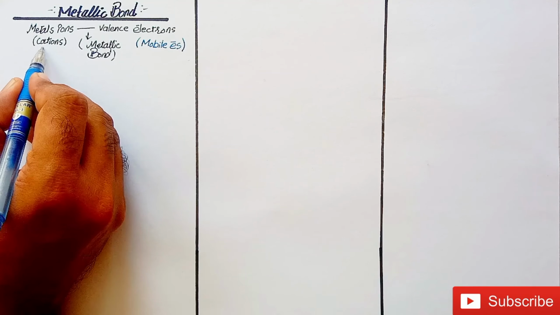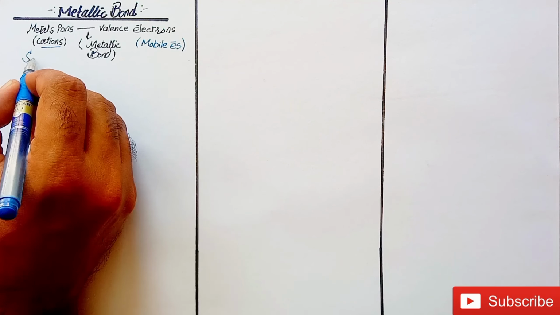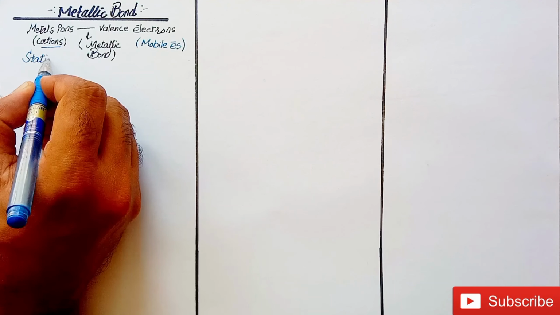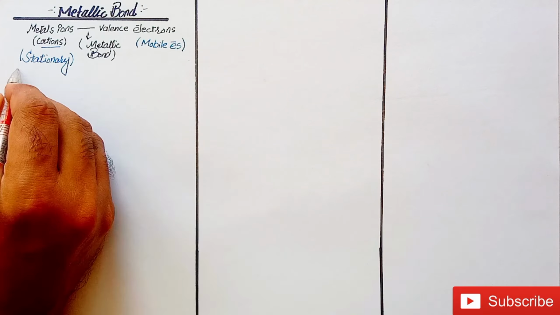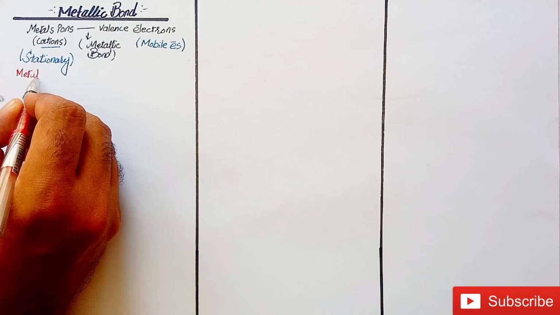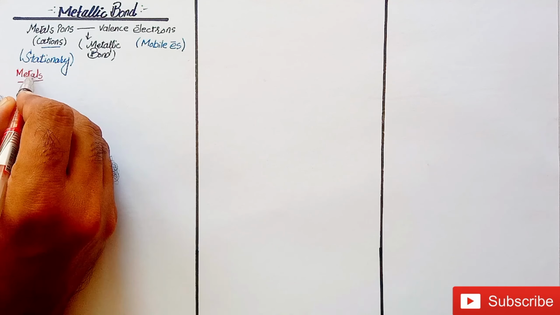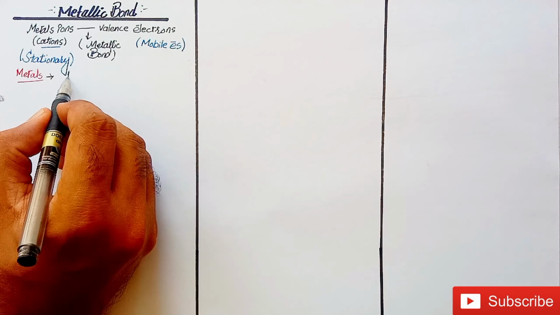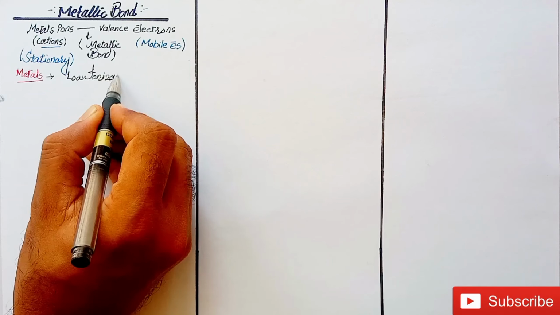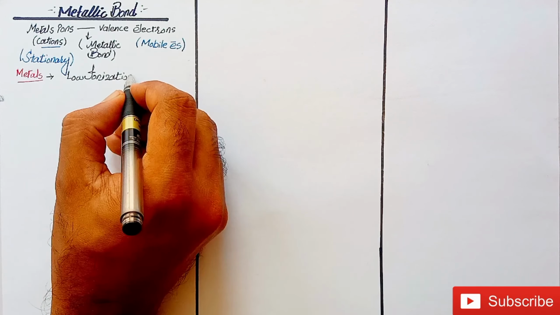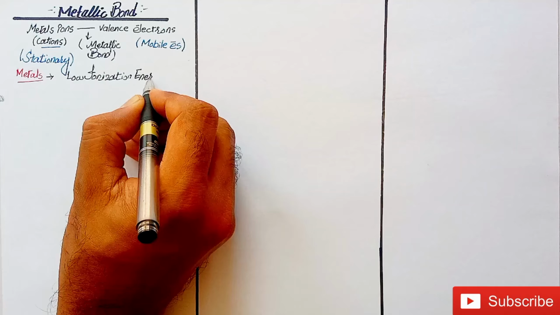Valence electrons are free, they keep moving. So we said that these are the mobile electrons, while on the other hand the metal cations are stationary. As we know, these are the metals which have low ionization energy. So having low ionization energy, metals can lose valence electrons easily.